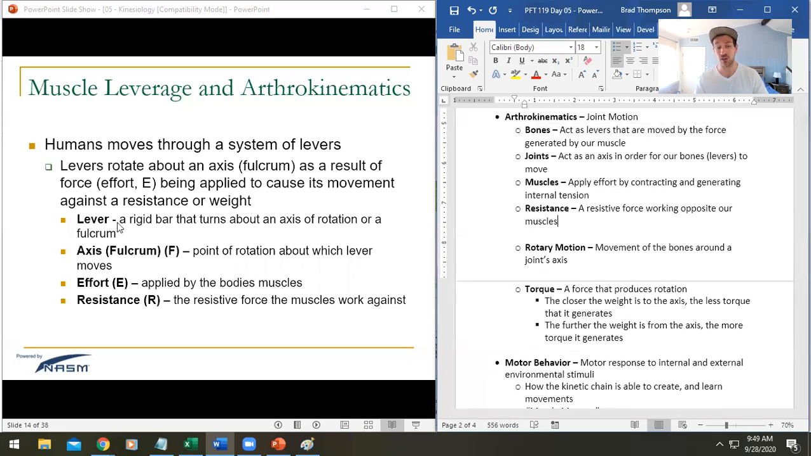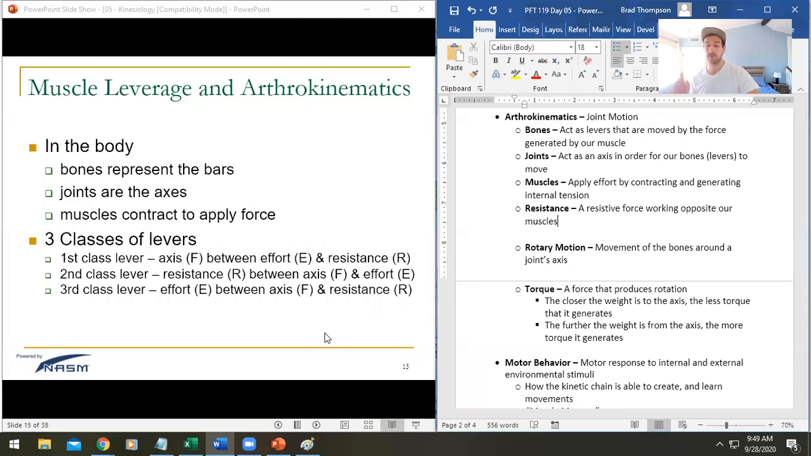So you have a lever, which is a rigid bar that rotates around a fulcrum or an axis. And you have an axis, which is really a fulcrum, a point of rotation. You have effort, which is what your muscles apply. And you have resistance, which is working against your muscles.